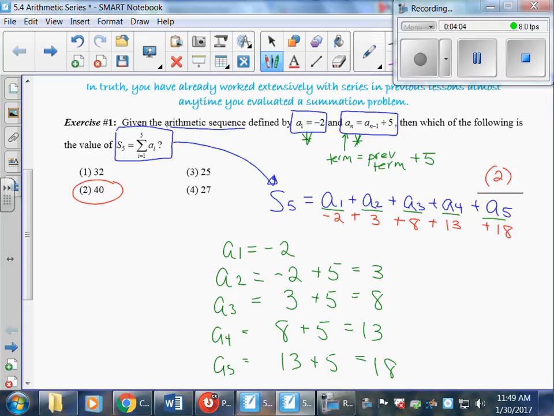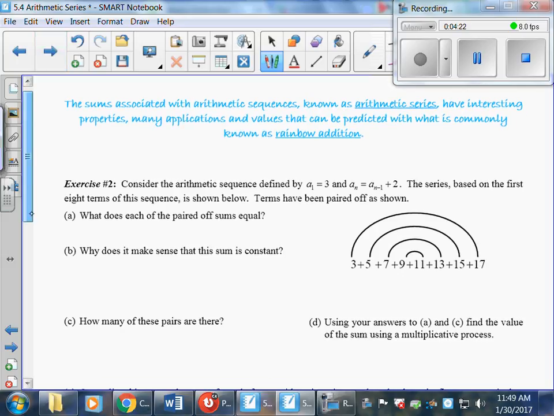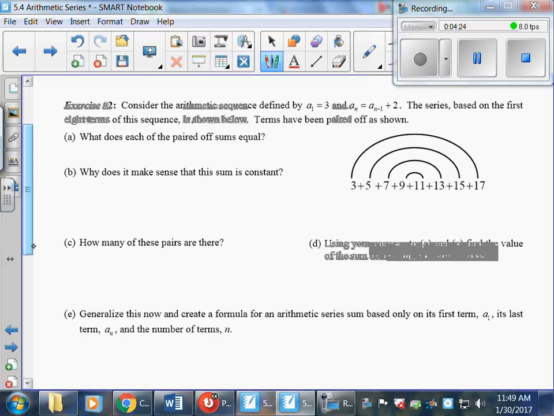All right, so the terms associated with an arithmetic sequence and the arithmetic series have interesting properties. Many applications and values can be predicted with what is commonly known as rainbow addition. Now, this is something we don't see very often, but we do see it once in a while. And you just need a little common sense here.